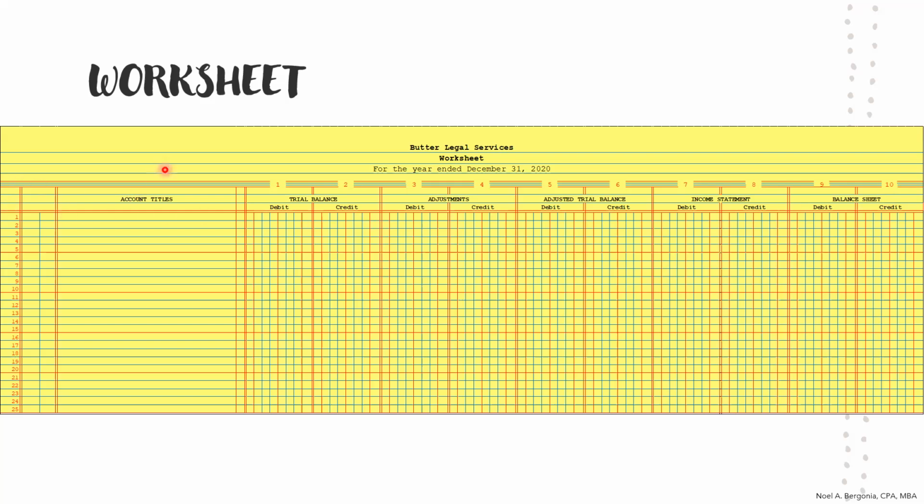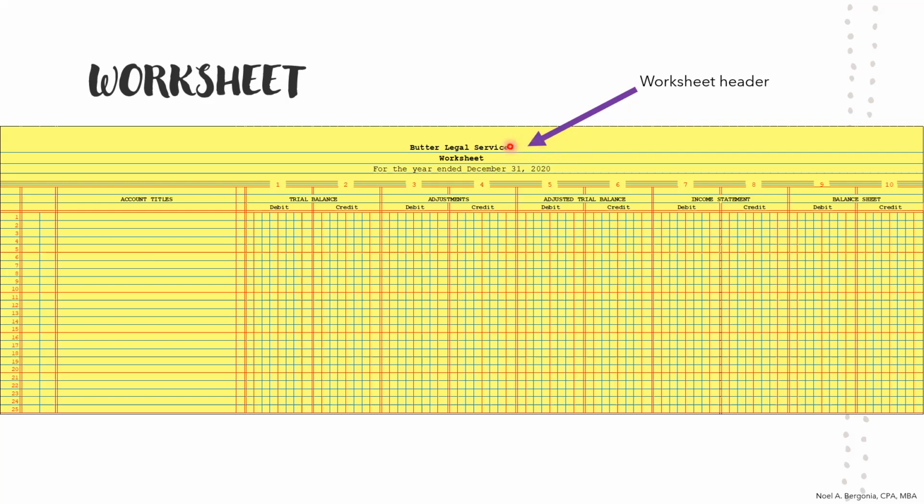So eventually, makikita ninyo, we have this column kung saan ito yung pinakamalaki. As you can see the title that I have already written here, we have account titles. And actually, these account titles are used for the account titles itself. Okay, pero bago yan, kung naalala nyo kanina in the previous slide yung step, we need to start with the header. So ito po yung header natin, the worksheet header, which contains the name of the company. So in this case, Butter Legal Services.